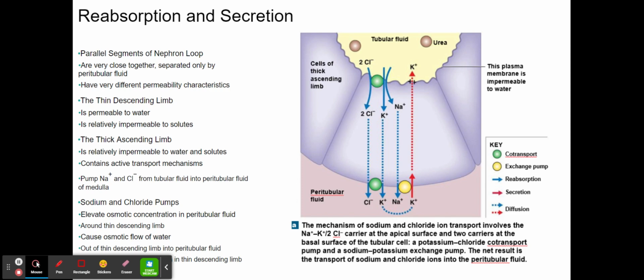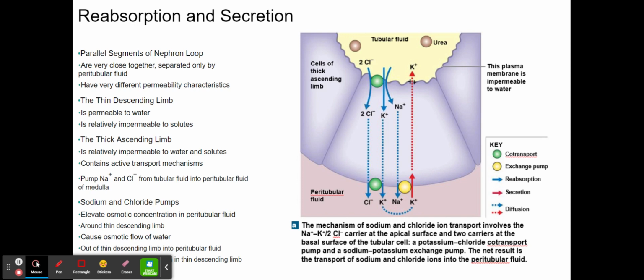The thick ascending limb is relatively impermeable to both water and solutes, but it contains active transport mechanisms that pump sodium and chloride ions from the tubular fluid into the peritubular fluid of the medulla. A quick overview of countercurrent multiplication will help you make sense of the details. Sodium and chloride ions are pumped out of the thick ascending limb and into the peritubular fluid. This dilutes the tubular fluid.